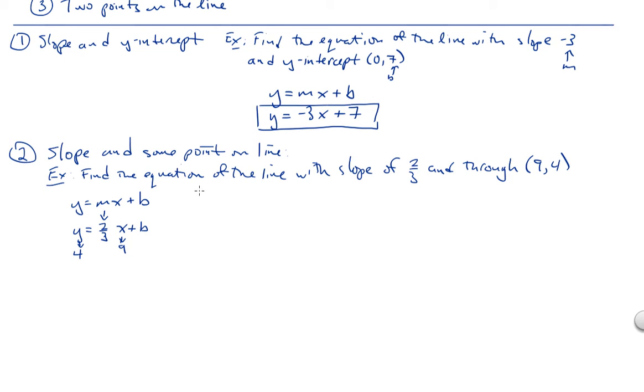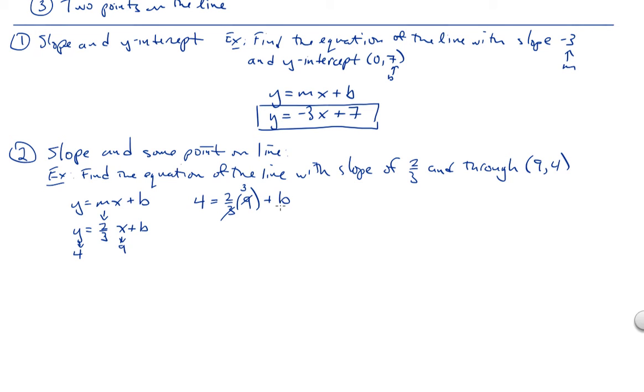So I'm going to do that. Let's plug in 4 for y. Remember, 4 is the y value. It's the second coordinate, but because y is listed first, that's the y coordinate. Don't put the 9 in for the y, or you'll have it reversed. So 4 equals 2/3 times 9 plus b. So all we need to do now is solve for b.